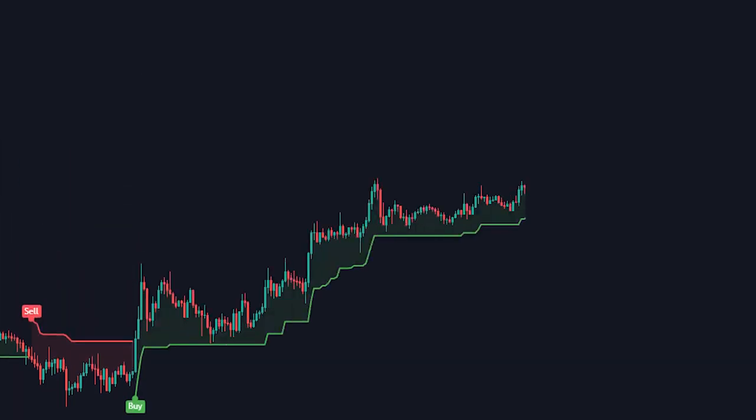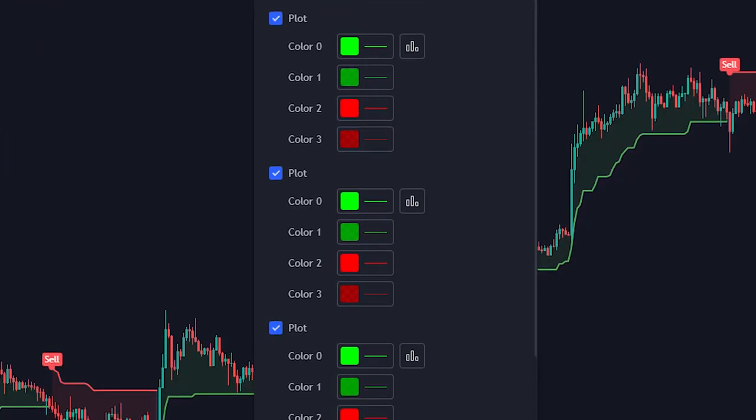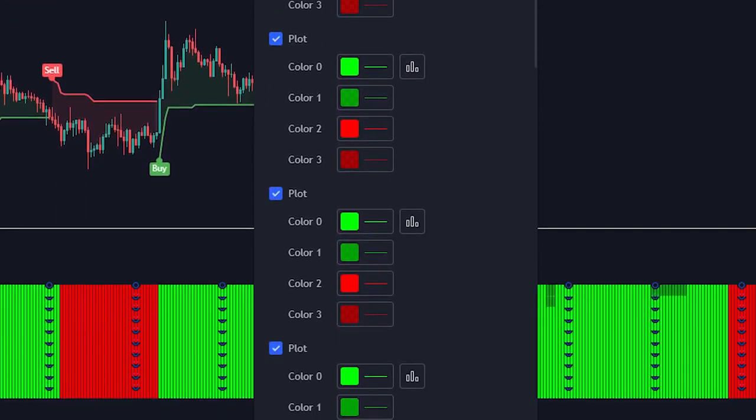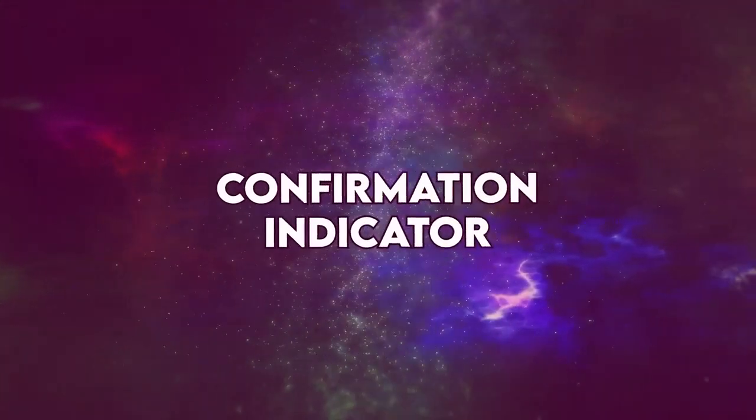Here's another example. Super trend just turned green, so we take a look at the Donchian indicator to confirm the signal. We see that it is also green, so we enter a trade. Look what happens, a huge uptrend. With this indicator, I like to keep all the settings at default. On to the next one.